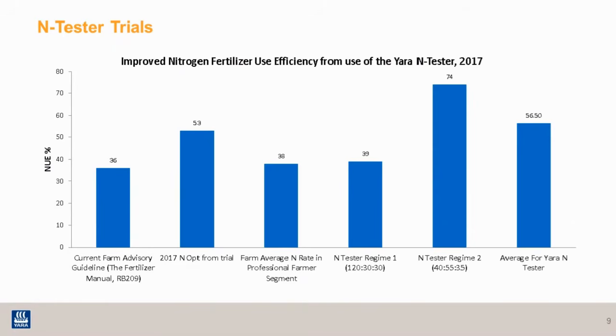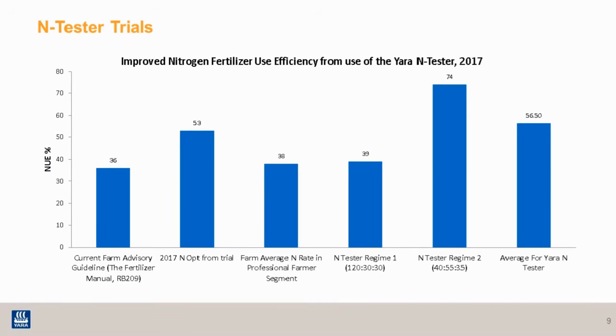And then if we look at a professional farmer segment, again, in terms of what they applied in that year, it's relatively low again in terms of the nitrogen use efficiency. And the 2 treatments that we're interested in are these 2 N-Tester regimes here. So this first N-Tester regime, we put a massive dose on of 120 at the first timing, and the reasoning for this was we really wanted to push that device and see what it threw back at us.